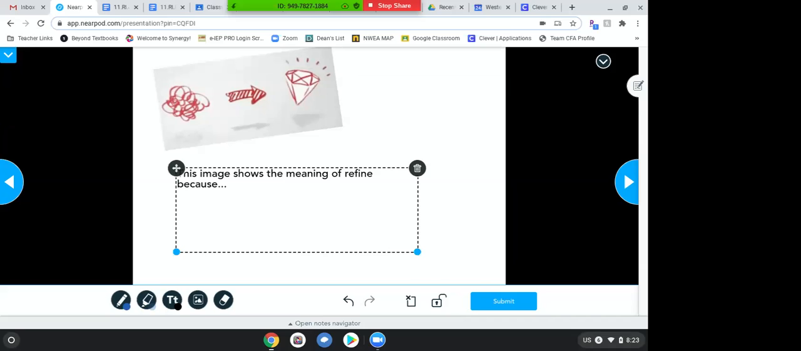Refine is part of your Quizlet, and it is part of the graphic organizer that you finished, or should have finished, yesterday in the evening. And again, don't forget to submit.